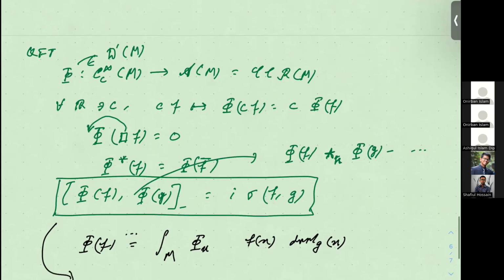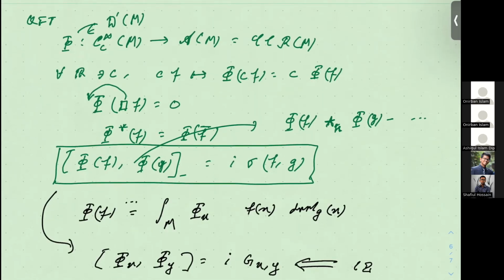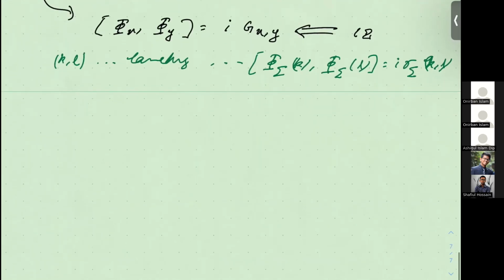Sorry, where? So you have written phi of f star phi of g. Is it the same as phi of f times g? No way. And that's because this is a distribution. So your question is, can we write fg equals... no way. That's the whole issue of renormalization.